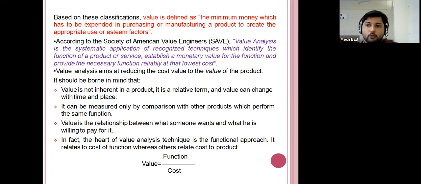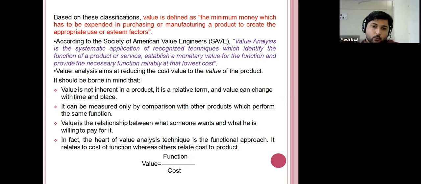Sometimes if you go to the 1900 century, what will be the value of a mobile at that time? No one is using that. So let us consider anyone invented mobile in that particular century. What will be the value for that particular product? If you have invented mobile in the year 2000, what will be the value of that particular mobile? And if you have invented some mobile in 2021, what will be the value of that particular mobile? Okay, so it is a relative term, and it will not be considered as inherent in a product, means ये inbuilt नहीं होती. Okay, so it depends upon the time and place.